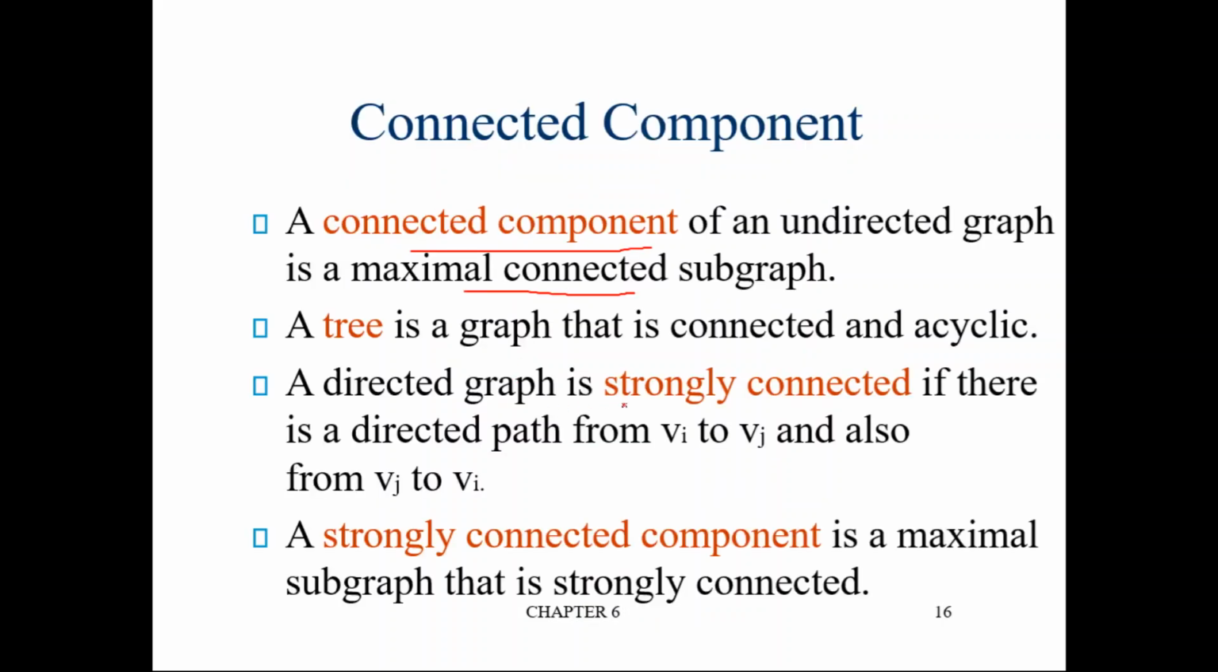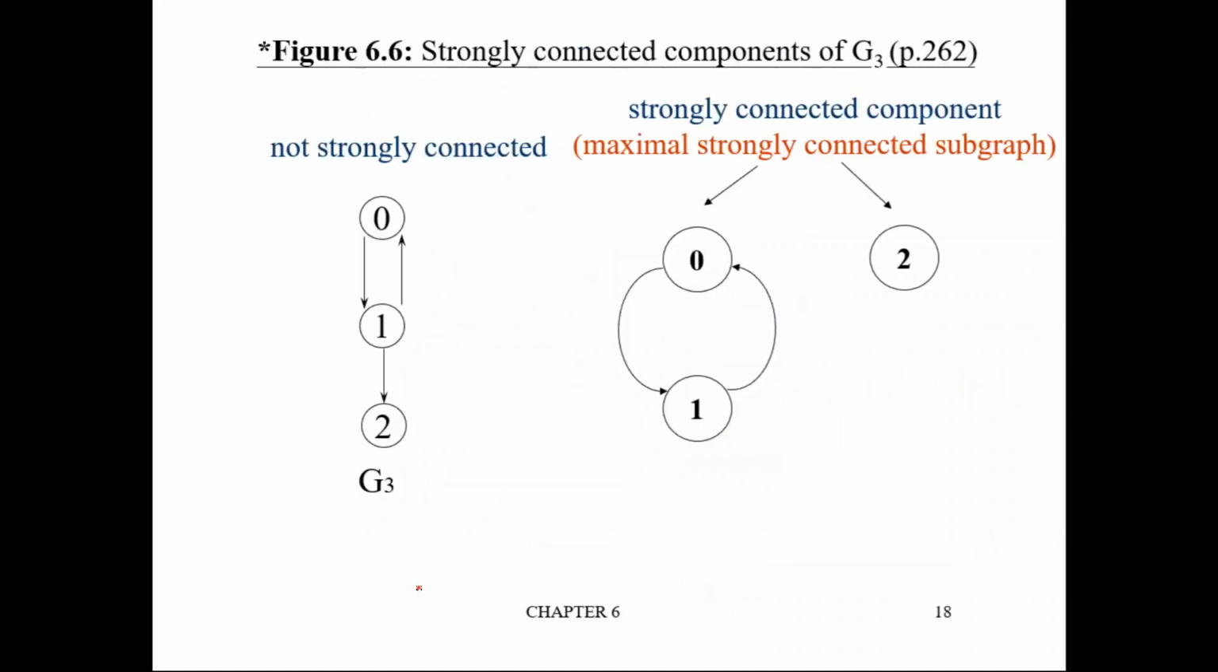Similarly, coming to strongly connected: a directed graph, also called a digraph, is strongly connected if there is a directed path from Vi to Vj and from Vj to Vi. A strongly connected component is a maximal subgraph that is strongly connected. Again, this is similar, with respect to directed graphs.